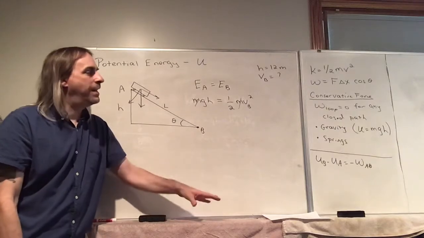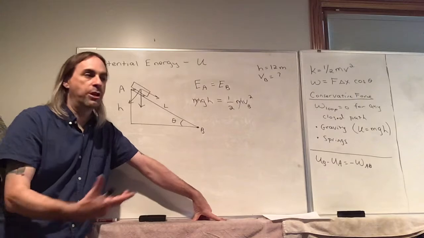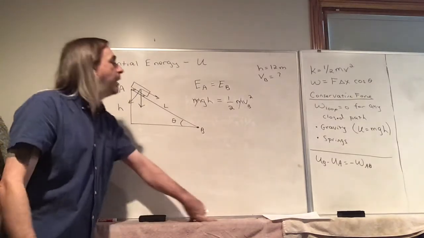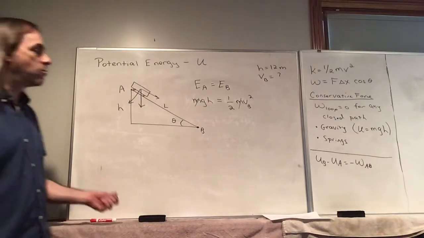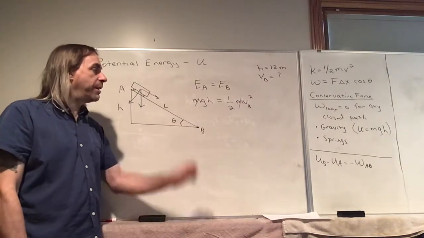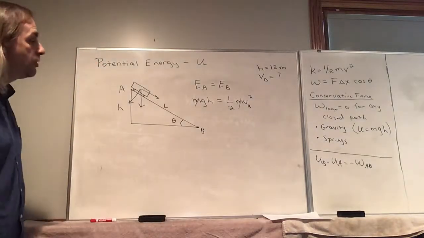And one reason why is that energy is a scalar. It's just measured in joules. Energy does not have a direction. And so working with scalars is much easier than working with vectors. So that's one advantage of conservation of energy. Sometimes it's just easier, depending on what you're trying to do.